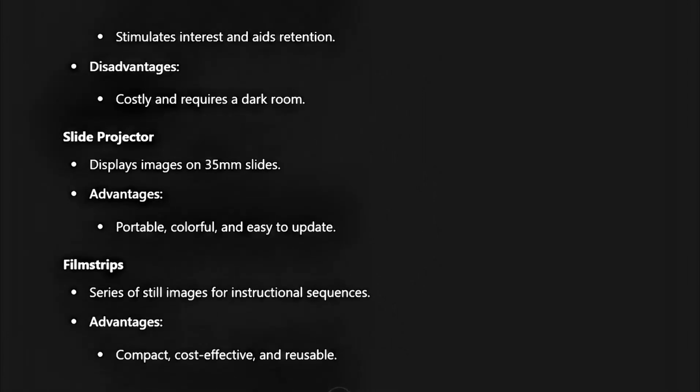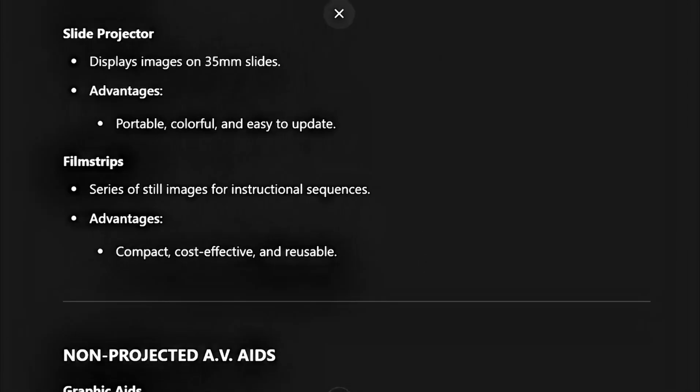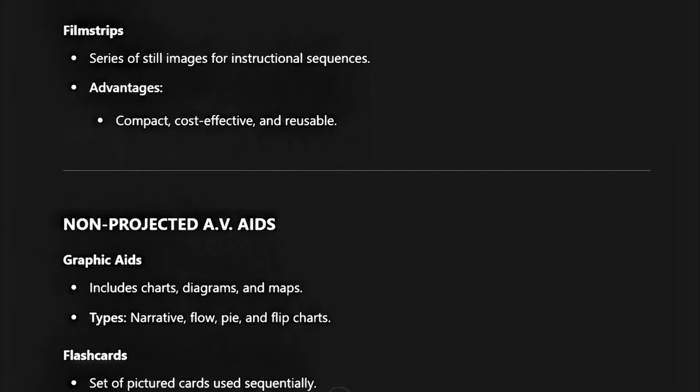Slide projector, displays images on 35mm slides. Advantages: portable, colorful, and easy to update. Film strips, series of still images for instructional sequences. Advantages: compact, cost-effective, and reusable.